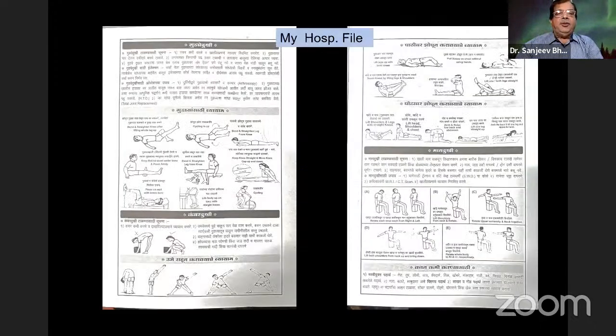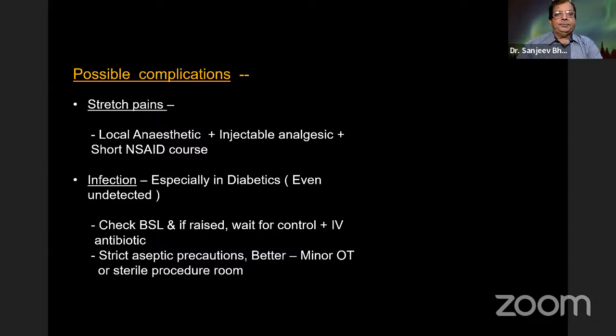And this is my hospital file on which mainly the 3 degenerative conditions which we treat, like osteoarthritis of the knee, the lumbar spondylosis and cervical spondylosis. For that, what you have to take care of and how to do the exercises is illustrated so that the patient can follow it nicely.